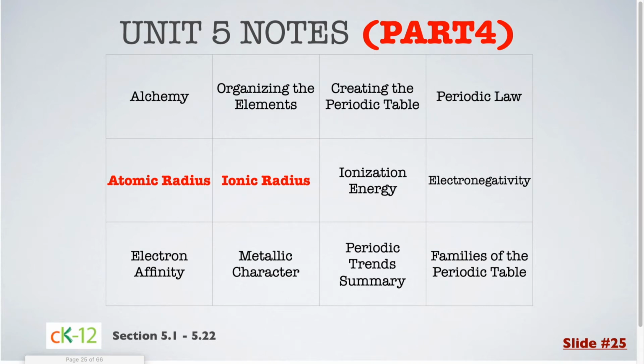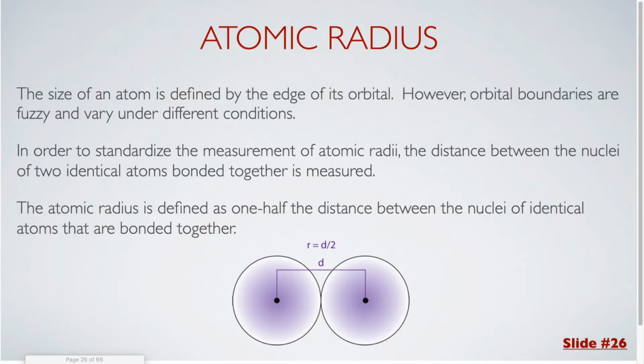In part 4 of the Unit 5 notes, we will be looking into atomic radius and ionic radius. The size of an atom is defined by the edge of its orbital. However, orbital boundaries are fuzzy and vary under different conditions.